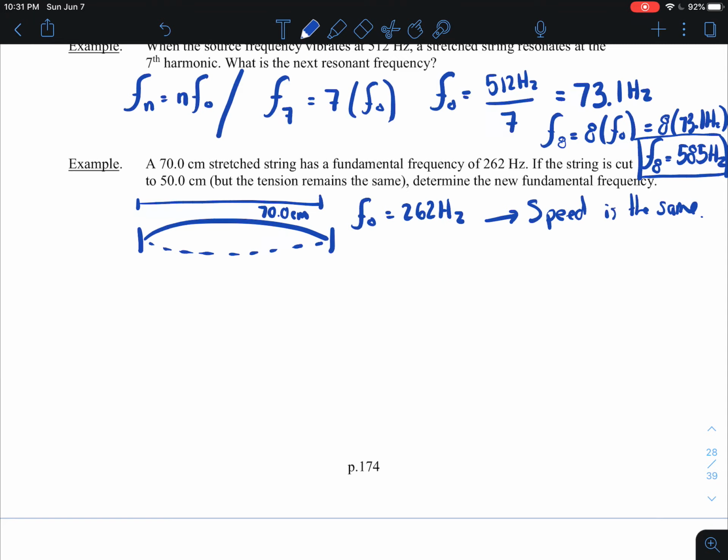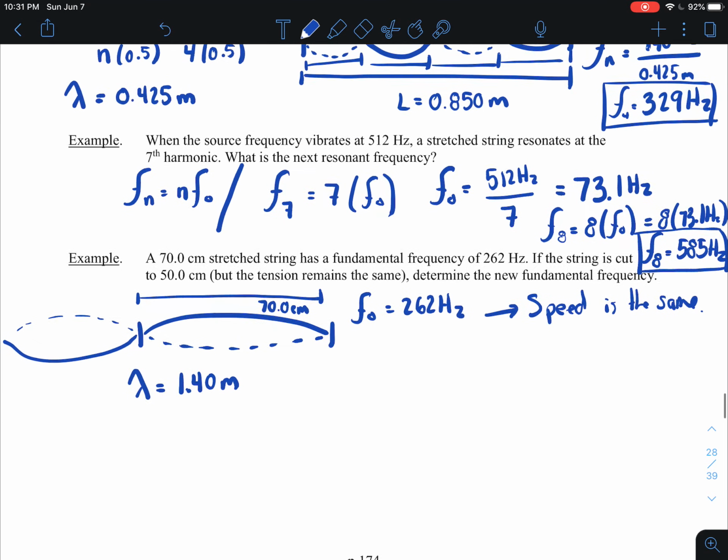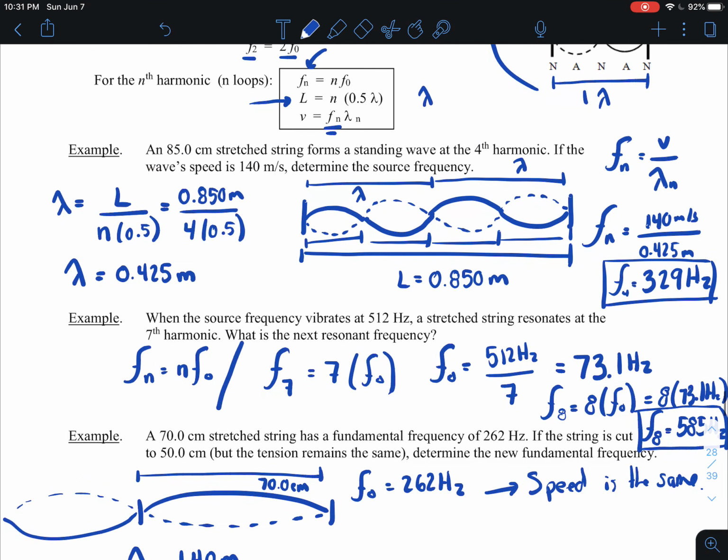All right, so let's take a look at this. If this is exactly half a wave, remember a full wave would look something like this. Right away I can say the wavelength must be 70 times 2, which is 140 centimeters, or 1.40 meters. So that's my first one. The wavelength is 1.4 meters. And if the fundamental frequency is 262 hertz, I should be able to solve for the speed. Looking back up here, the speed is equal to f lambda. V is equal to f lambda.